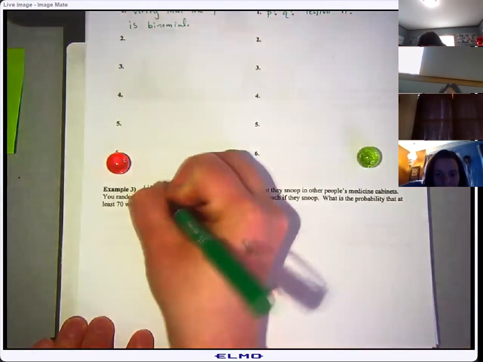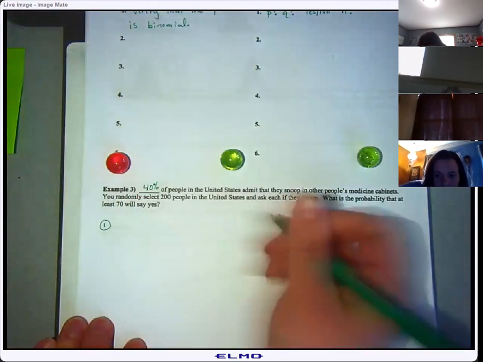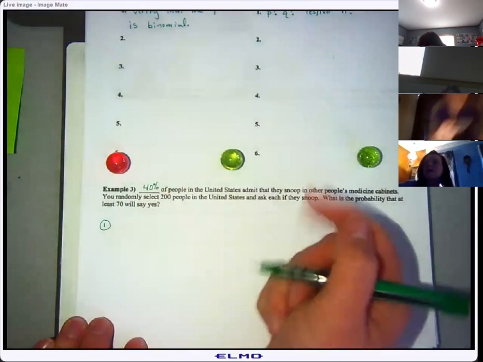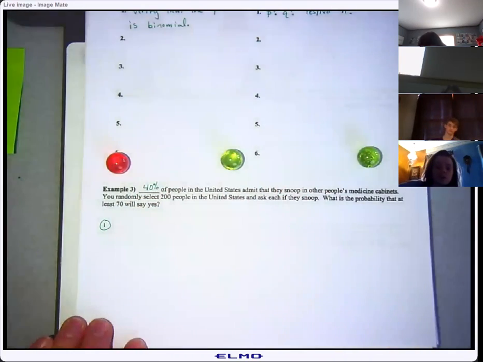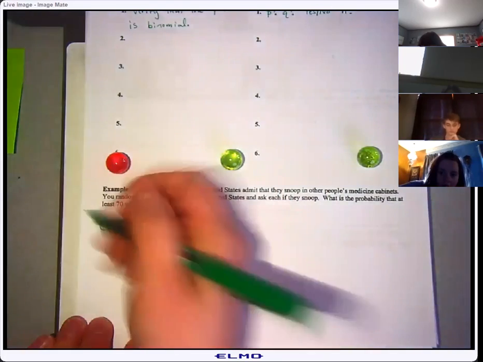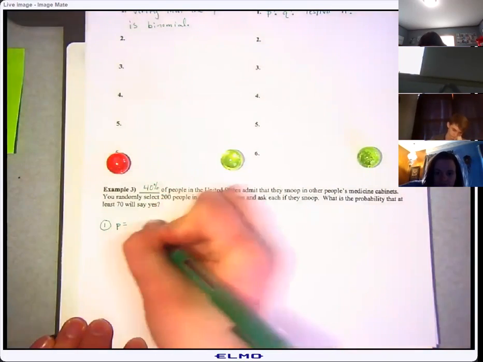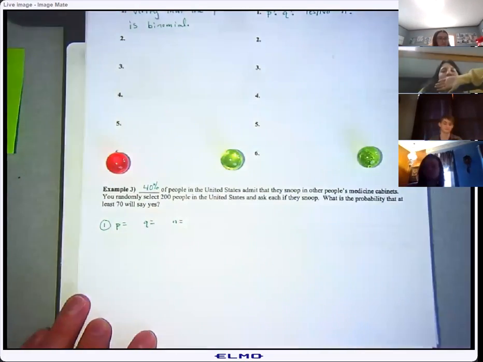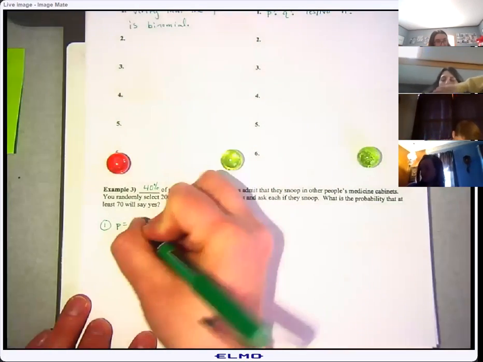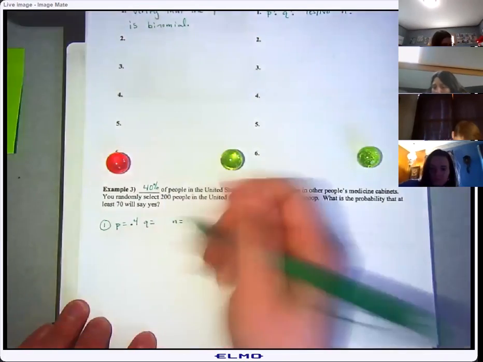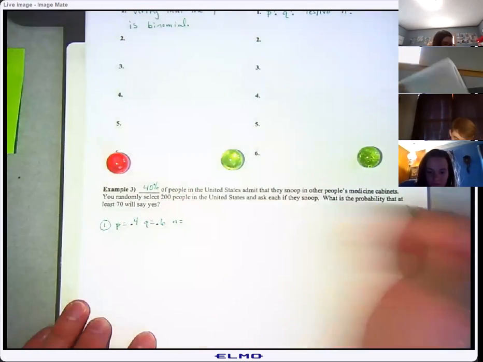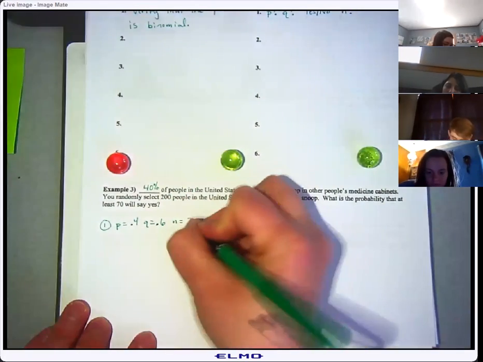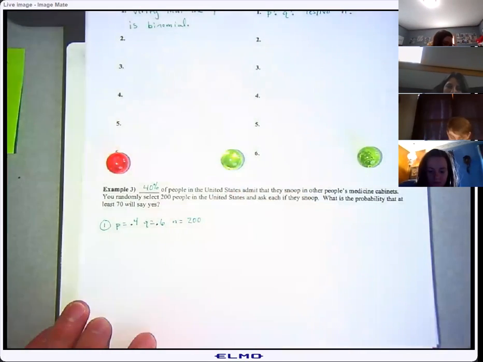Okay, so step one. We have to figure out, do we have a P, do we have a Q, is it a yes, no problem, do we have an N? What's our P, what's our Q, what's our N, is it a yes, no? 40%, so P is 0.4, Q is 0.6, N is 200, how many people were asked. Is this a yes or a no question? Yes, it is.